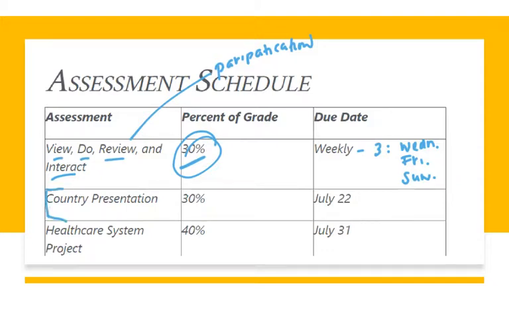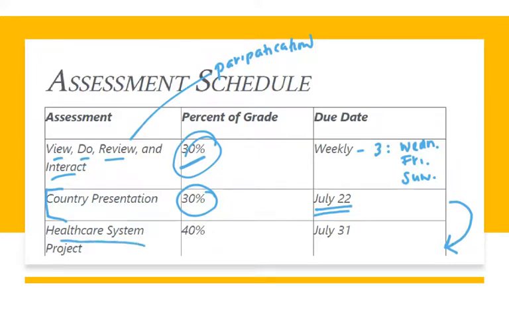You will then have a country presentation. Your country presentation is due on July 22nd, because I will be displaying that country presentation to the rest of your class during the 4th week. Your country presentation is 30% of your grade. I will describe to you that presentation in more detail in just a moment.